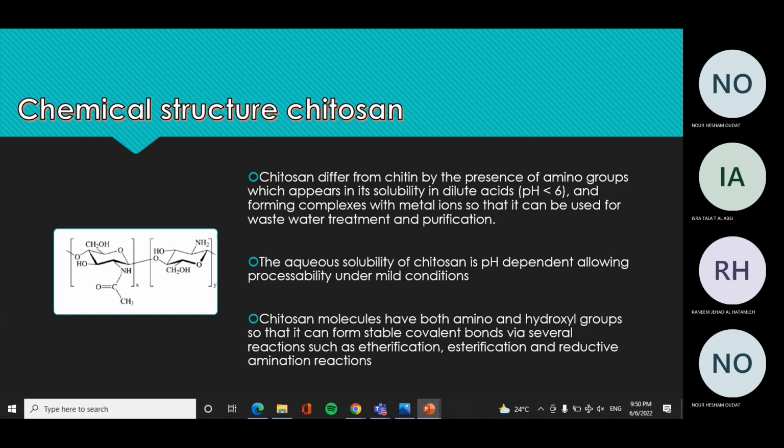Chitosan molecules have both amino and hydroxyl groups, so that it can form stable covalent bonds via several reactions such as etherification, esterification, and reductive amination reactions.